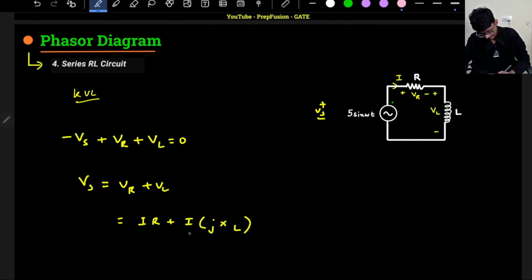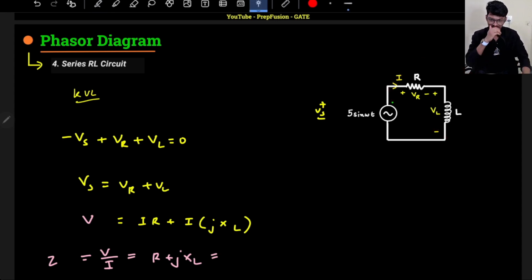What is your Vs? How do I find out Vs and VL, all those things? From here, Vs is Vm sin omega t, correct? For now I will write just V only, and this is I. If I divide by I on both sides, this will be R plus jXL. So this is V over I, that is your Z, that is impedance. So impedance will be R plus jXL, because this is a simple series circuit, simply the reactance gets added.